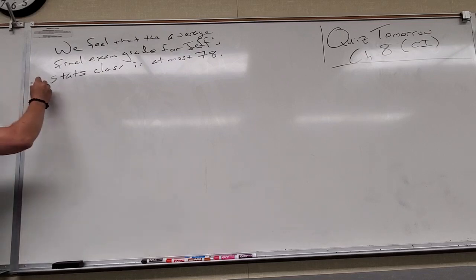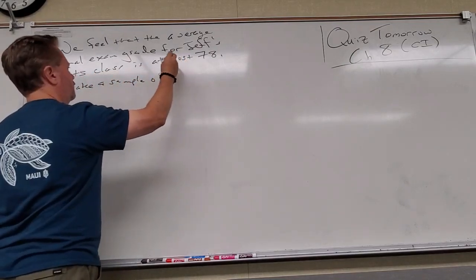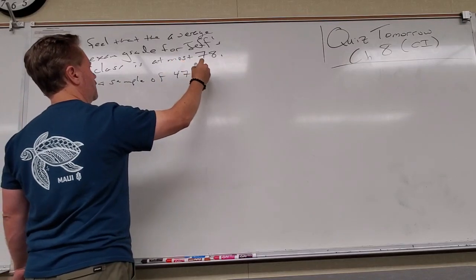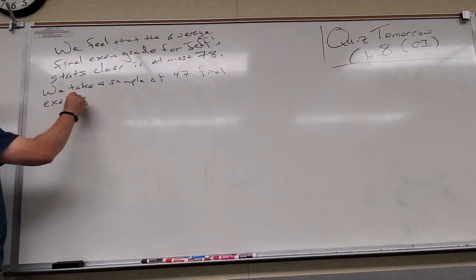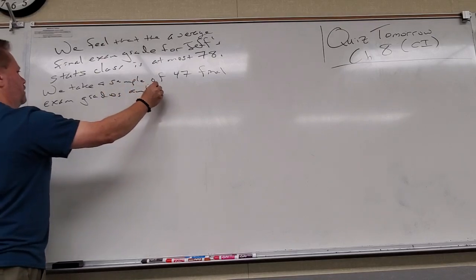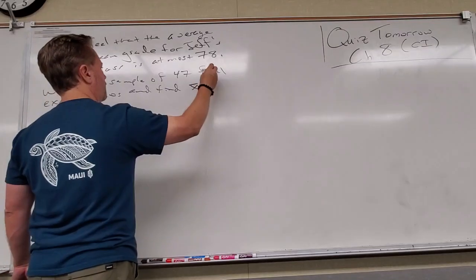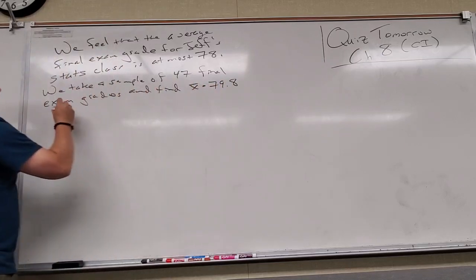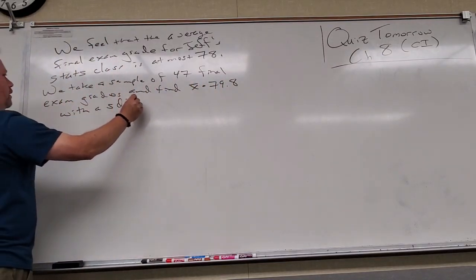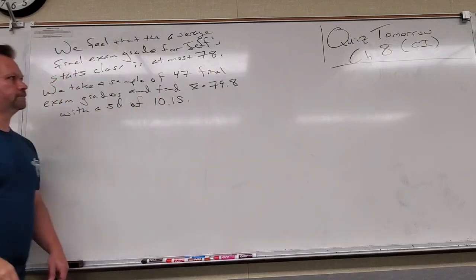Okay, we take a sample of 47 final exam grades over the years, right? And find a sample mean of, what do you got, Jeff? You can do it, buddy. Of 79.8 with a standard deviation of 10.15. Sure.